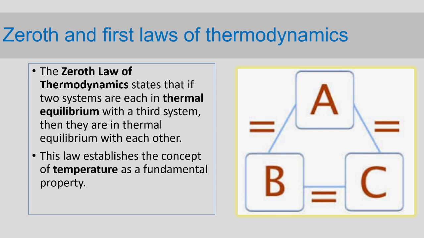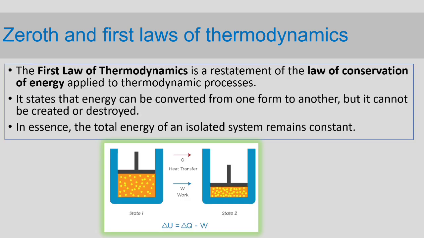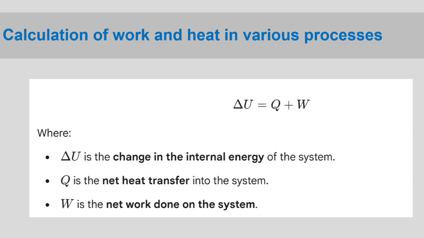First law of thermodynamics states that energy can be converted from one form to another, but it cannot be created or destroyed. The calculation of work and heat in various processes is based on delta U equals Q plus W, where delta U is the change in internal energy, Q is heat transfer, and W is net work done.